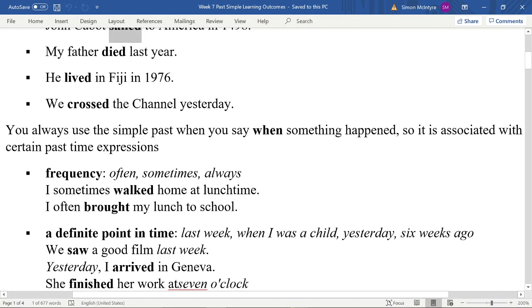Now we use the past simple to say when something happened also. So we use past time expressions. We can use adverbs of frequency that we learned last week in class, often, sometimes, always, with the past simple. Sometimes I walked home. I often brought, bring, brought, so irregular verb. I brought my lunch to school. Buy, bought, right? I often used to buy my lunch.